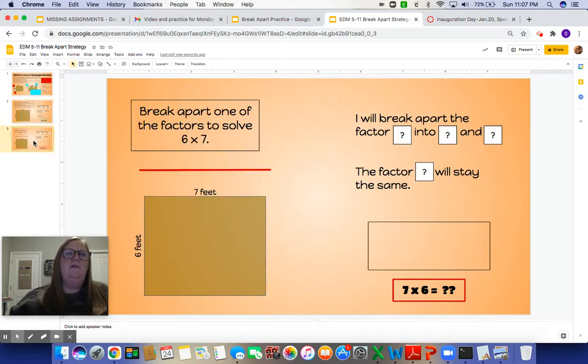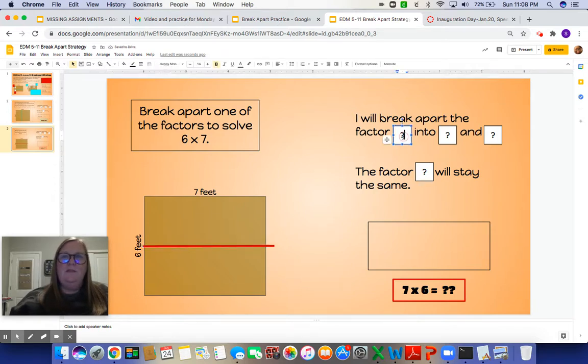We're going to divide this one horizontally this time. It says break apart one of the factors to solve 6 times 7. So here are our two factors, 6 and 7. This time I'm going to grab the line this way, and I'm going to break it apart like this. And I think we'll try to break it apart pretty even. So we're going to break apart the 6. So I'm going to type that.